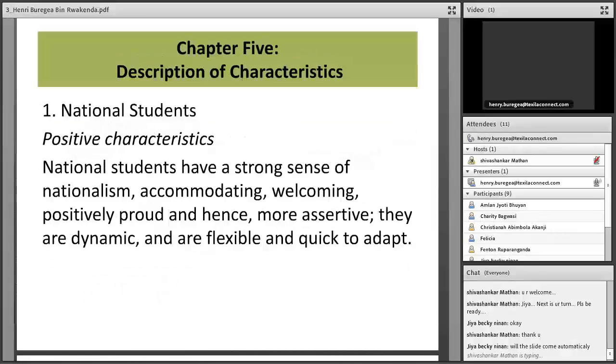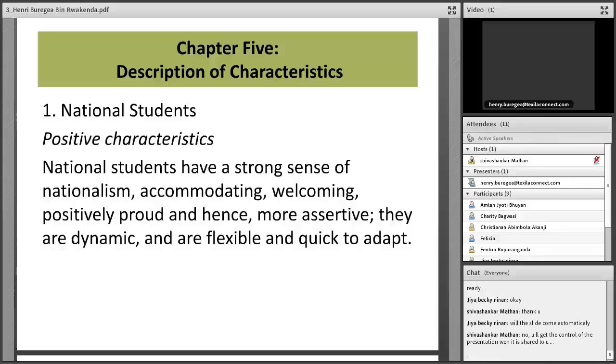The findings reveal different characteristics that were seen among both national students and international students. On one hand, national students were viewed by international students in different ways. So we classified the characteristics into two groups, positive and negative.